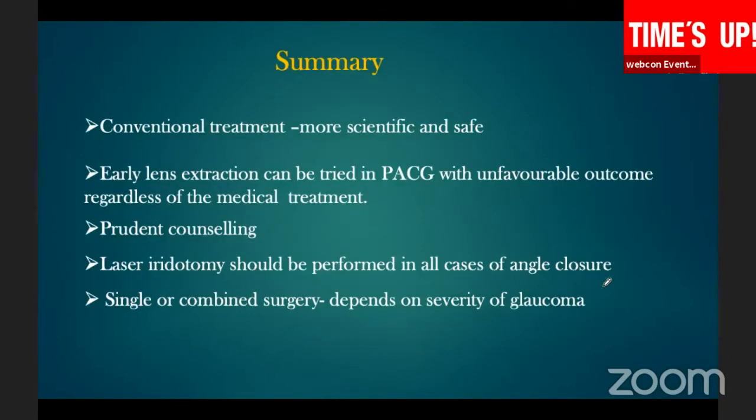So my summary is that the conventional treatment of doing a PI and medical management is more scientific and safe. Early lens extraction will be tried in primary angle closure glaucoma with unfavorable outcome. Prudent counseling is a must, and laser iridotomy should be performed in all cases. We cannot bypass this step, and a combined procedure should be done in cases of severe glaucoma. Thank you so much.